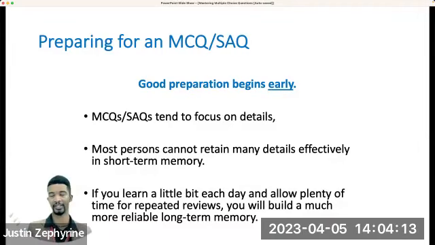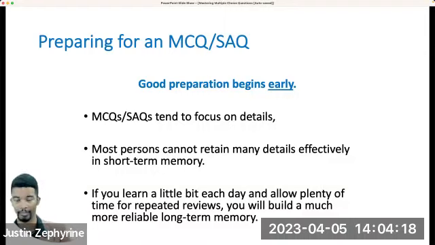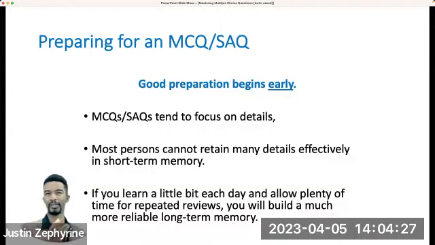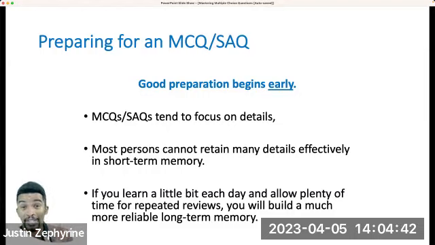Again, preparation begins early. The more time you give yourself for preparation, the easier it will become, because then you can implement your study schedule, your study plan, etc. If you're preparing for MCQs and SAQs, focus on the details, because if you just focus on the general facts, then the whole point of multiple choice questions, I'm giving some secrets from the other side of things, you will have a lot of distractions, or distractors.